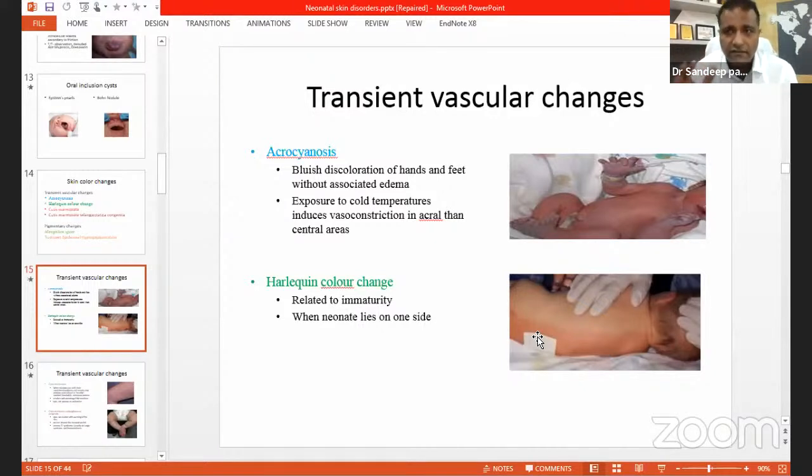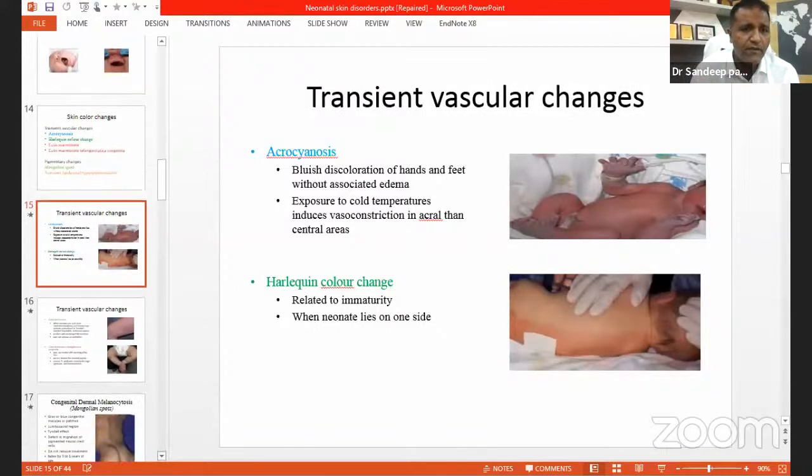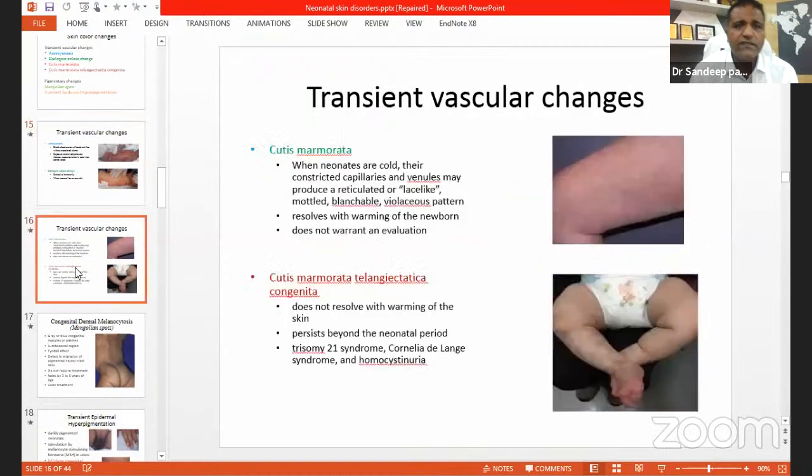And Harlequin color change usually is secondary to autonomic instability. Usually it doesn't need treatment, or usually doesn't resolve with treatment either. Just wait and watch. You have to advise the parents. Now another skin change which we are going to discuss is cutis marmorata, and another is cutis marmorata telangiectasia. So I will try to describe them on the same point and how we are going to differentiate them.